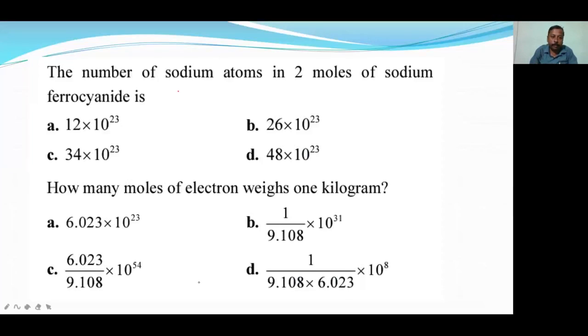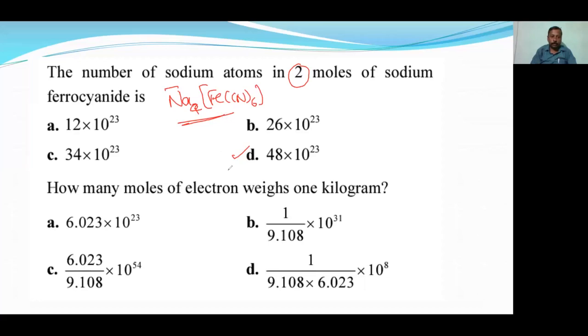Here sodium ferrocyanide means Na4FeCN6. Na4FeCN6 is the answer. So accordingly, you can calculate the number of sodium in 2 moles. Simply 4 multiplied with 4, then you will get option D.